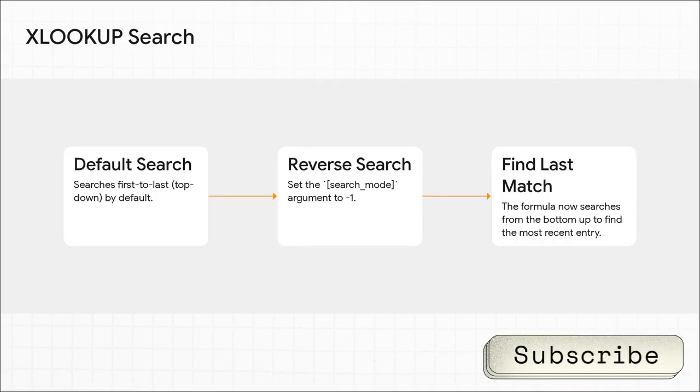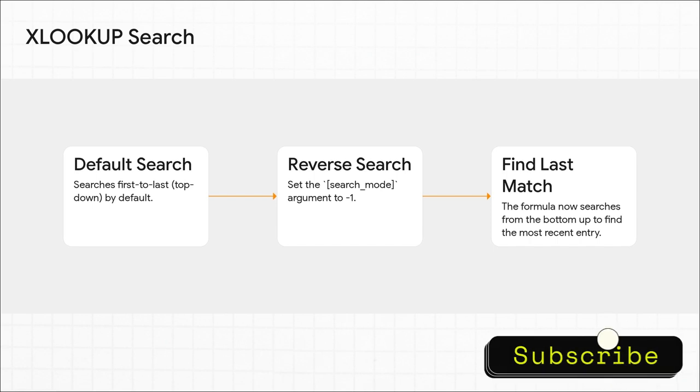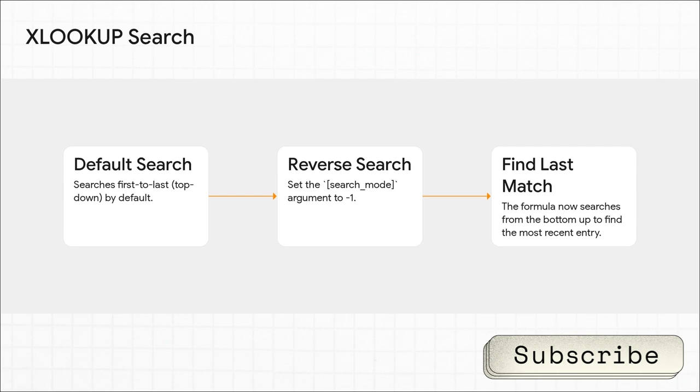It's stuck going in one direction. But XLOOKUP gives you control. By default, sure, it searches from the top down. But there's this optional little argument called search mode. If you just set that to -1, it completely flips the script. It starts searching from the bottom of your data and works its way up, finding the very last match. For time-based data, this is an absolute lifesaver.